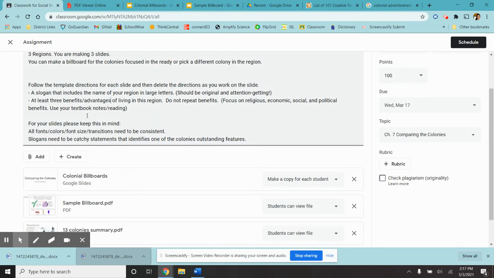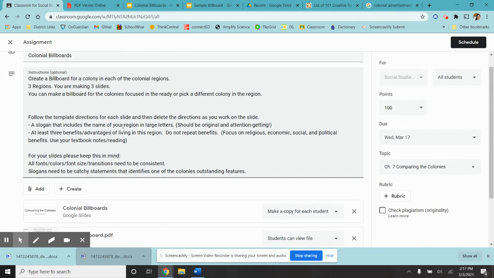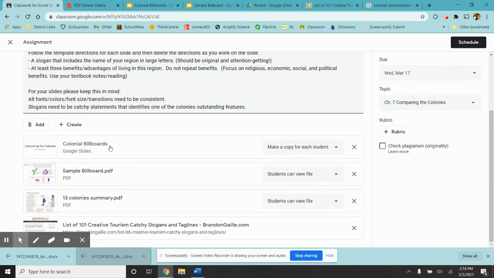If you have any other questions, let your teacher know. You'll have a few days to work on this. I'm giving students 3 days, so you could work on one of the slides each day. Then our next chapter is going to be on tension: what happens after the 100 years of the colonies building up their populations and booming, and how they start to have issues with Britain.